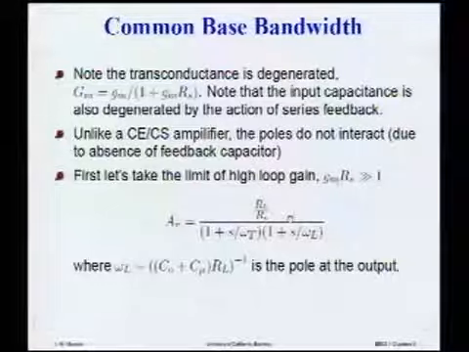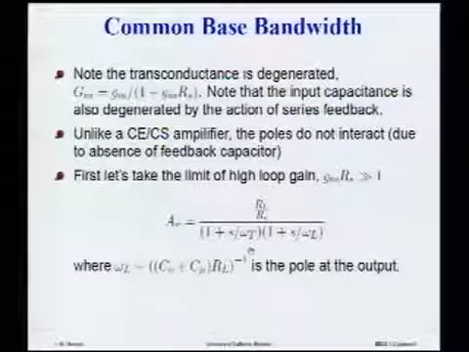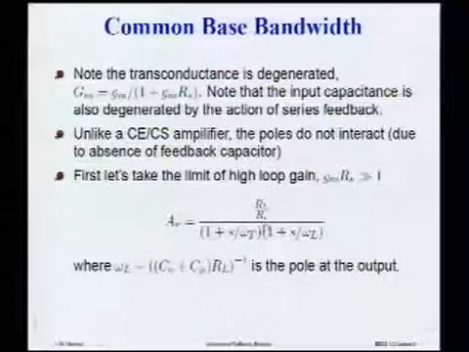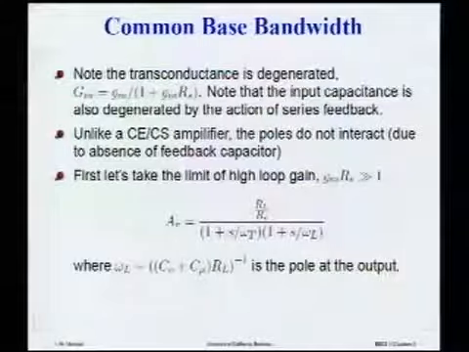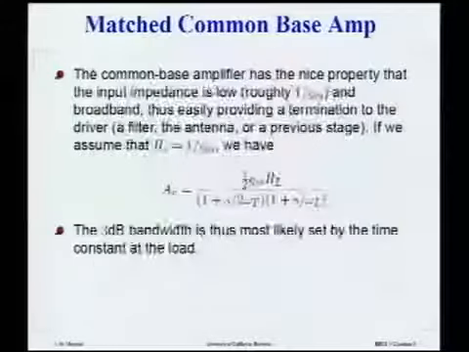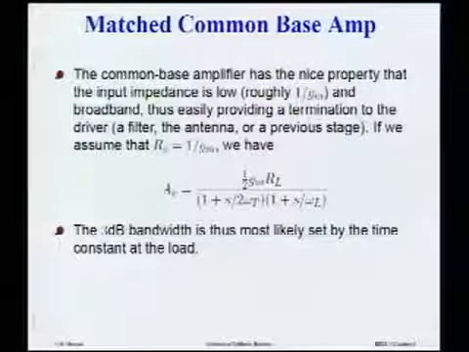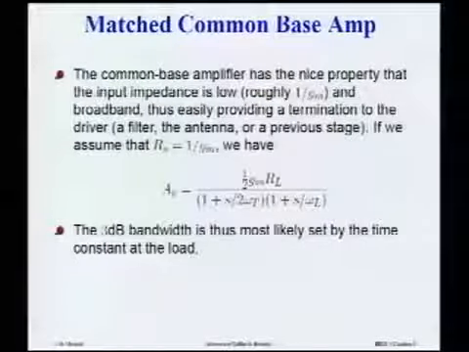This omega t is the pole due to the input. Omega L is the pole due to the output. So, excuse me, I misspoke earlier by saying you have two poles at omega t. Omega L, of course, depends on the value of RL and the value of C out, whether it's loaded by another amplifier or if it's buffered. This is the same calculation, assuming that the input impedance is matched to the source impedance.